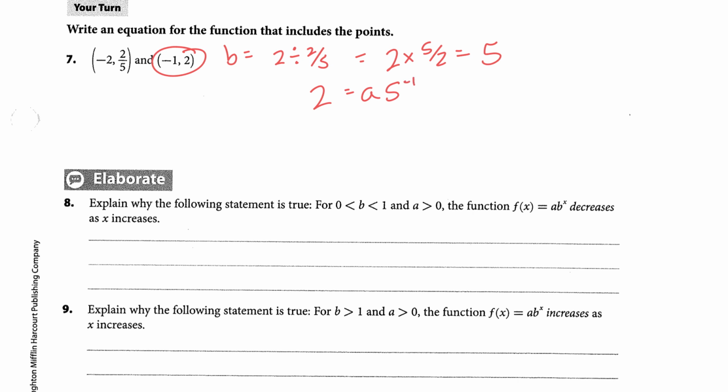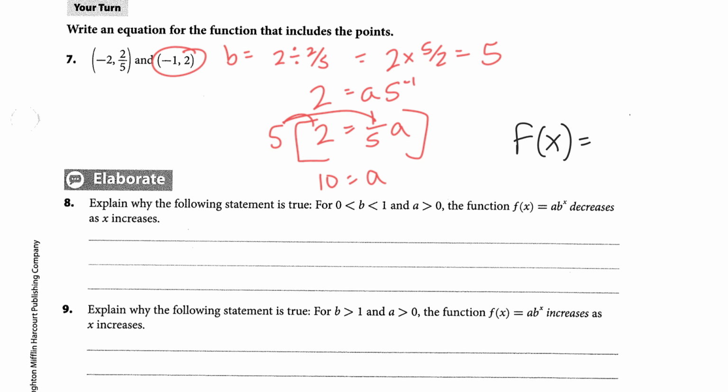So 5 to the negative first power turns into 1/5. Remember, we flip it over. Then we can multiply both sides by 5. 5 times 2 is 10. 5 times 1/5 is 1. So A equals 10. And then we finish it all off by rewriting it as A times B to the x power.